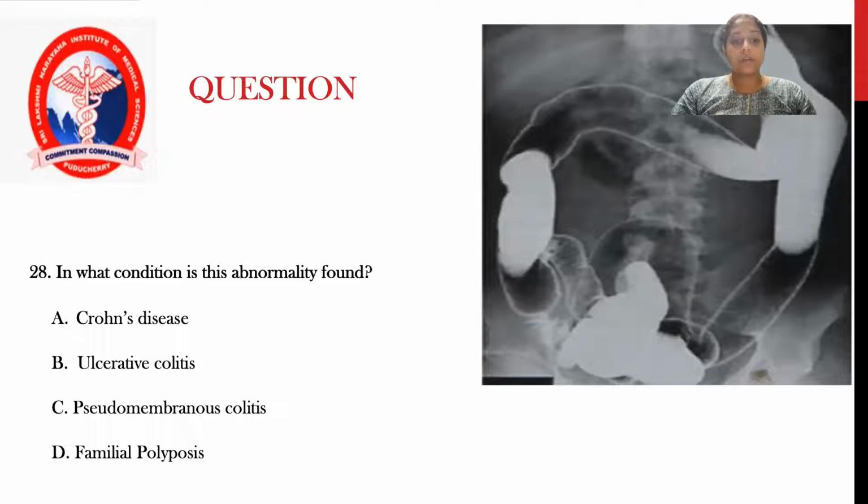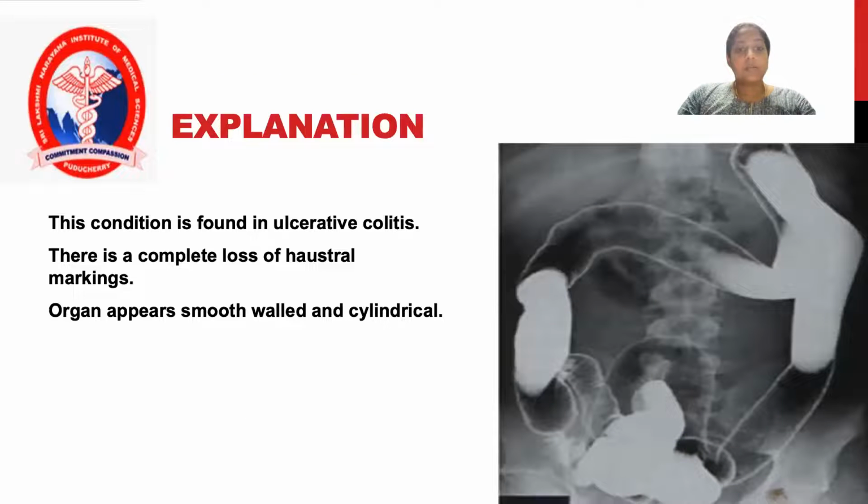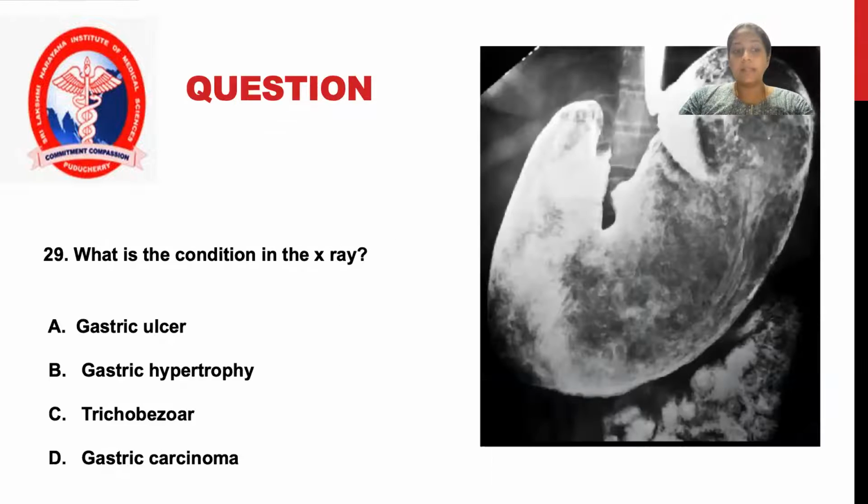In this condition, what is this abnormality found? Crohn's, ulcerative colitis, pseudomembranous colitis, or familial polyposis? Here we can see that it is a barium enema, where we don't see any pattern at all. So this is a case of ulcerative colitis. There is complete loss of haustral markings. The organ appears smooth walled and cylindrical.